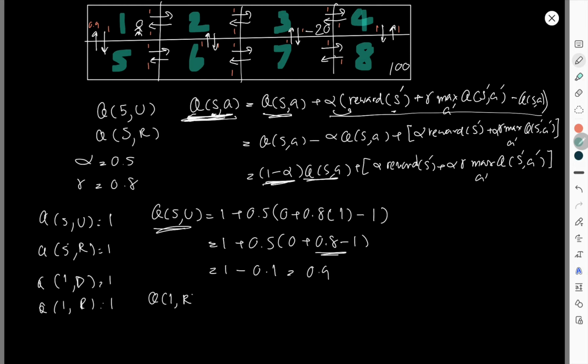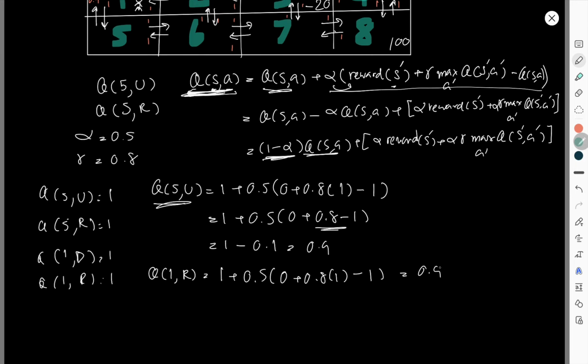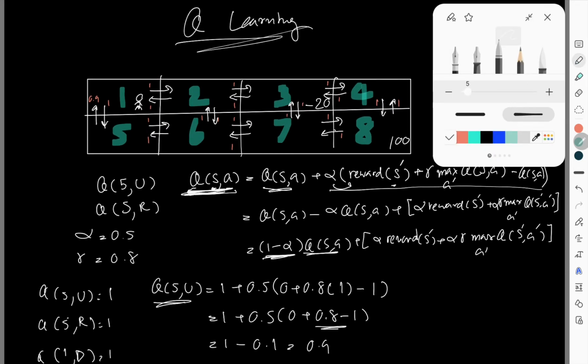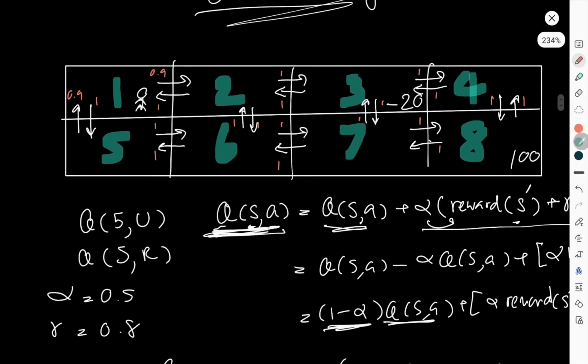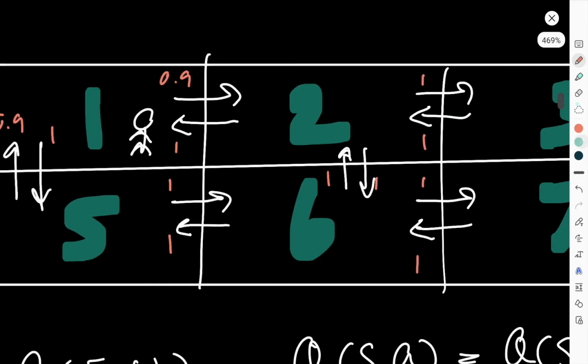Q of 1 and right: the original is 1 plus 0.5 times the immediate reward. You go to state 2, right? From state 1, go right to state 2. So no immediate reward. It will be 0 plus 0.8 times the max of Q at state 2, which is 1, because all of them are 1. So it is 1 again, minus the original 1. So it will be the same. So it is 0.9. So we will update these values to be 0.9. Okay. And now the agent is at state 2.